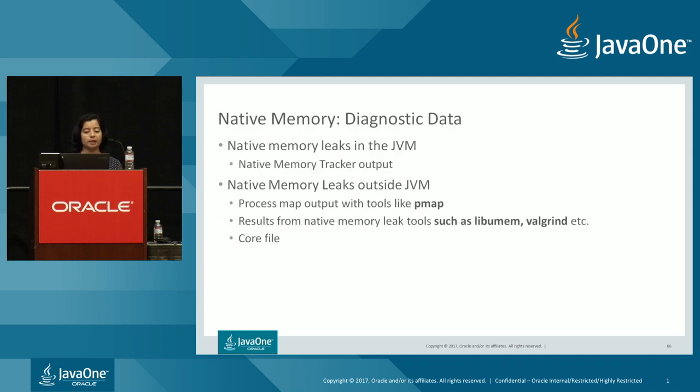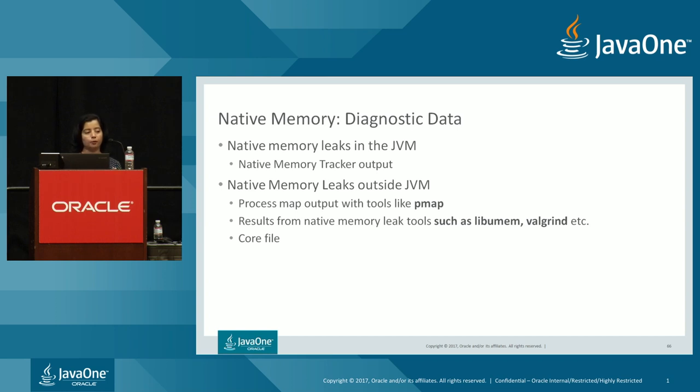Native memory leaks: there are two kinds. It could be in the JVM, or it could be outside the JVM. Some code outside the JVM might be leaking native memory. For tracking native memory leaks in the JVM, we have a tool called Native Memory Tracker. We should use this tool to understand the usage of native memory by the JVM.